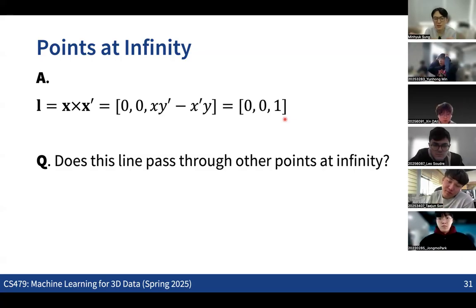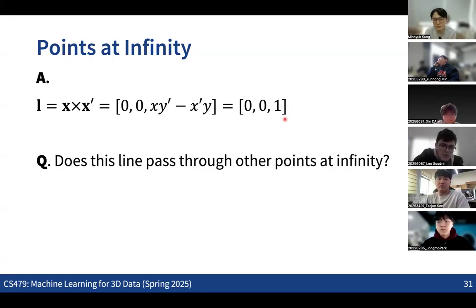There is one straight line connecting all the points at infinity in the projective space. That's a very interesting structure of the projective space, which is defined by extending the Euclidean space with the definition of the points at infinity.